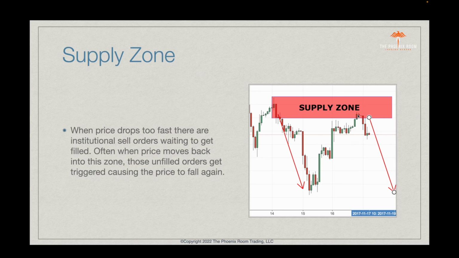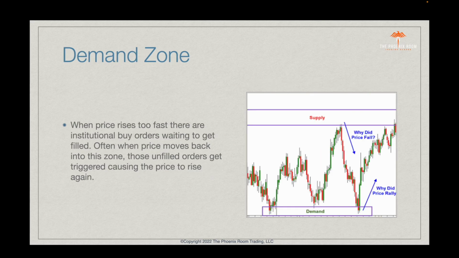Comes back up into this supply zone, those orders start getting triggered, and then the price moves back down because the selling strength comes back. Basic supply. Demand zone is just the opposite.